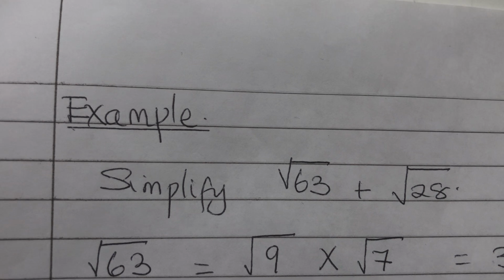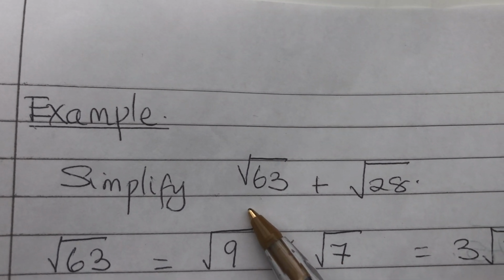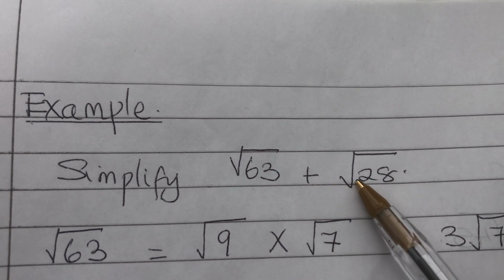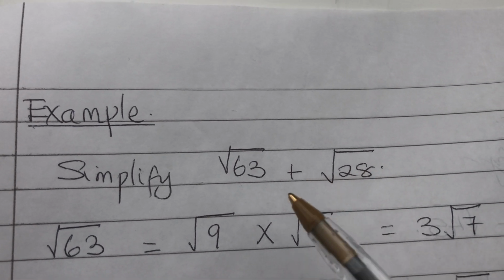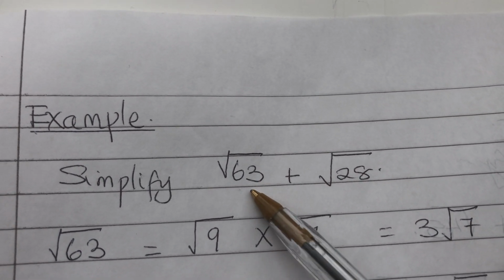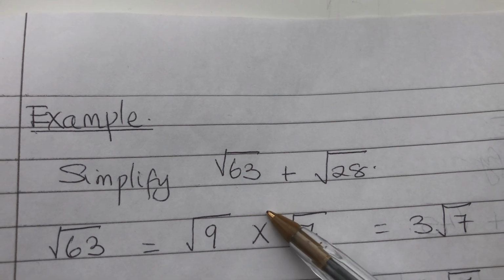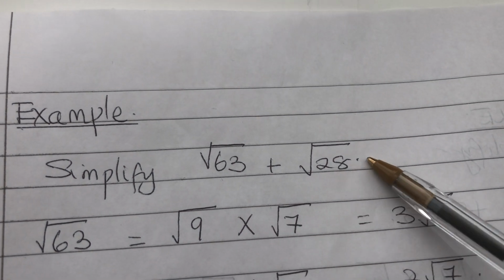Now, simplify the square root of 63 plus the square root of 28.